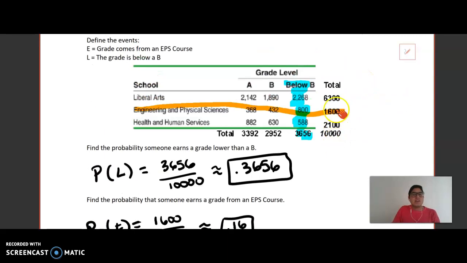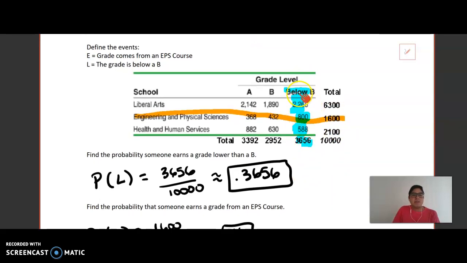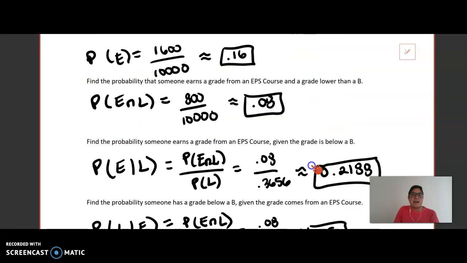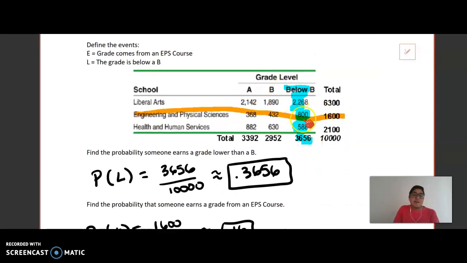Now, I did want to talk about the math behind why this works, because there is an alternative to it, right? If I want the probability that given the grade was below a B and they got the grade from engineering and physical sciences, if my conditional is just 3,656, the below a B, then that's just 800 out of 3,656. And when I do that, I get the same answer here of 0.2188. So mathematically, and vice versa, if my condition is EPS and I want that they got below a B, so of these three events, that's the 800 over 1,600. Again, we can see 800 over 1,600 gives us 0.5. 800 over 3,656 gives us that approximate 0.2188.